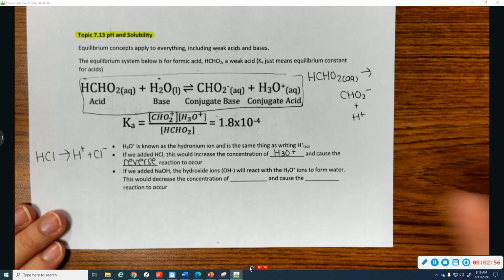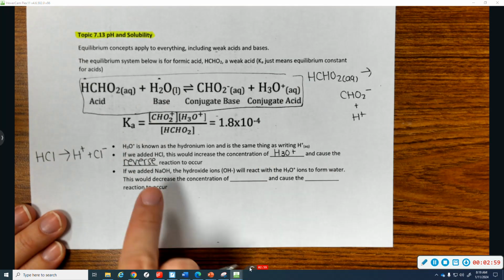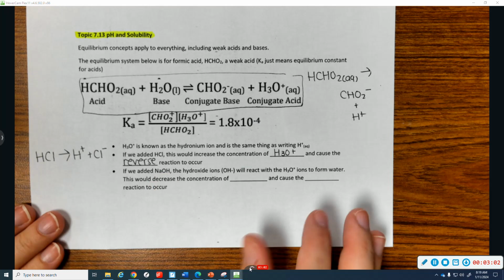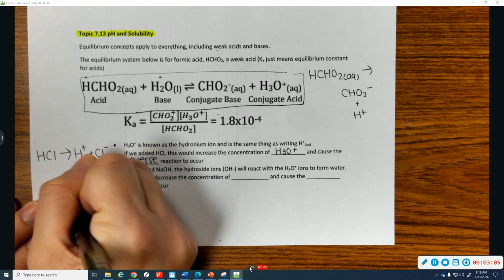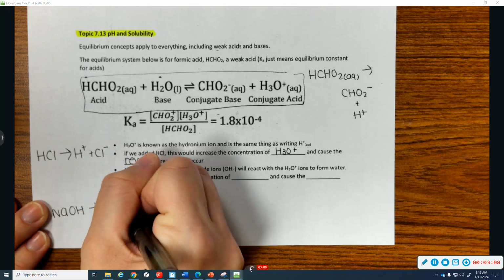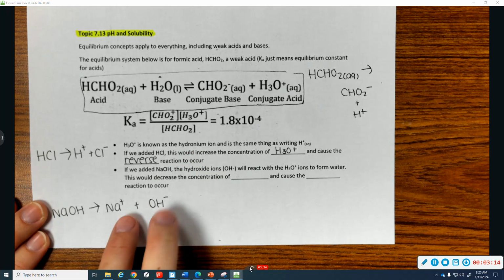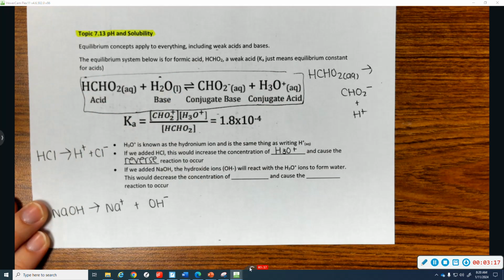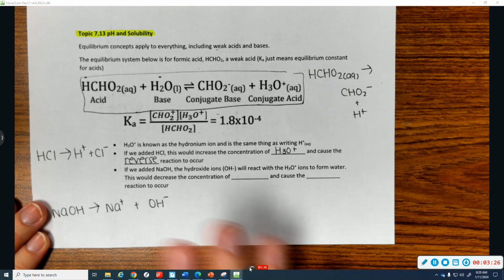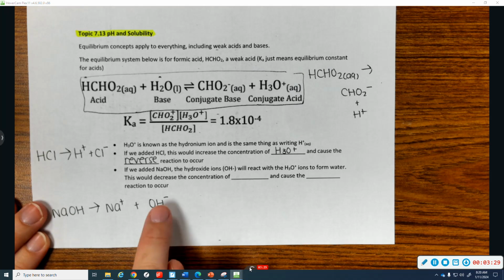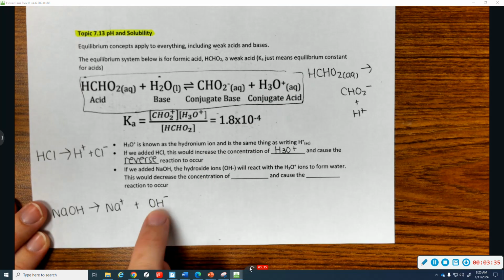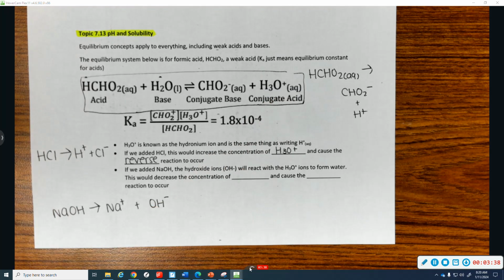If I added sodium hydroxide to this equilibrium system, now sodium hydroxide is a strong base, which means it fully dissociates. So NaOH will form sodium ions and hydroxide ions. I've added sodium and hydroxide to this system. I hope you remember by now that sodium ions are always aqueous. They will not react with anything. They will stay dissociated in water always. They're one of our NAPs. But the hydroxide ion will react with hydronium. Hydroxide is a base. Acid plus base will neutralize each other.